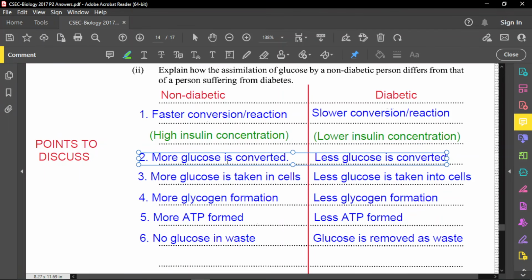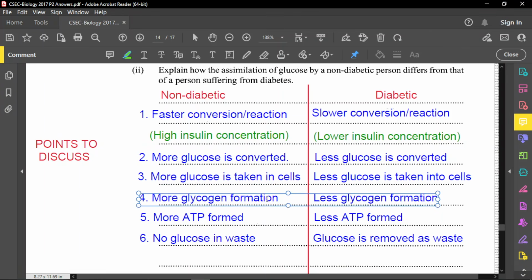A point to note here as well, point 2, is that more glucose can be converted into usable energy. Less glucose will be converted to usable energy in the diabetic person. More glucose is taken into the cells. You can even put this before number 2. So if more is taken into the cell, then more will be converted. So more glucose is taken into the cells for a non-diabetic person. For a diabetic person, less glucose is taken into the cell because insulin is needed to pass glucose into the cell as well. All right?